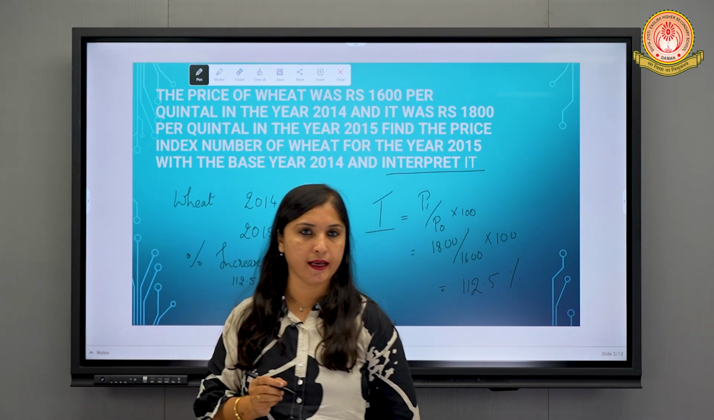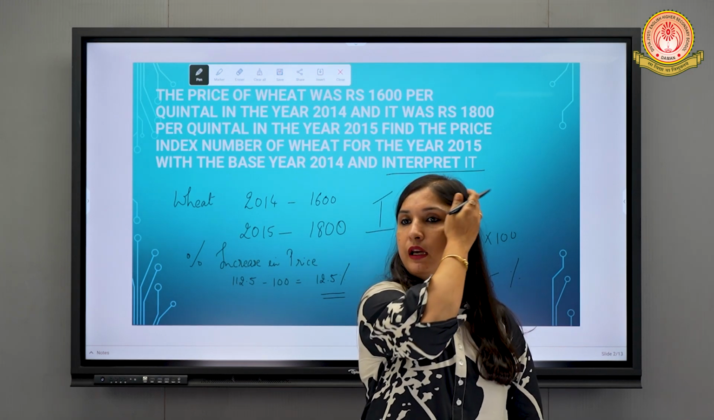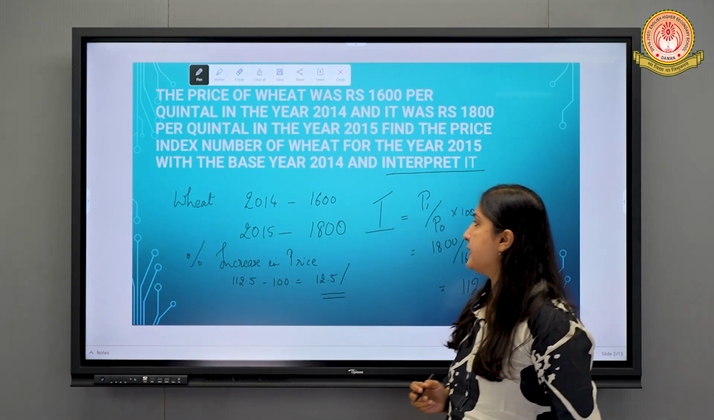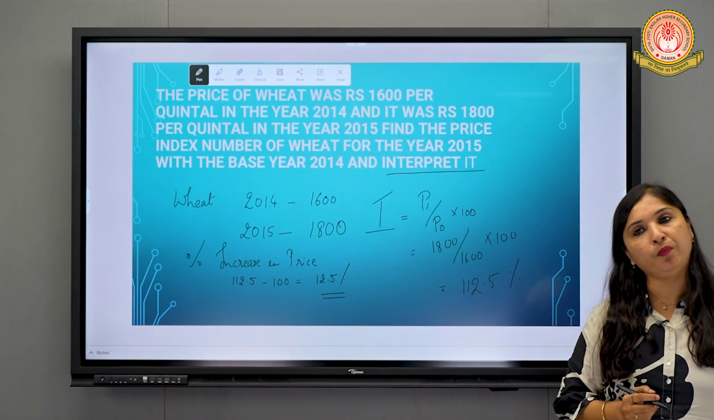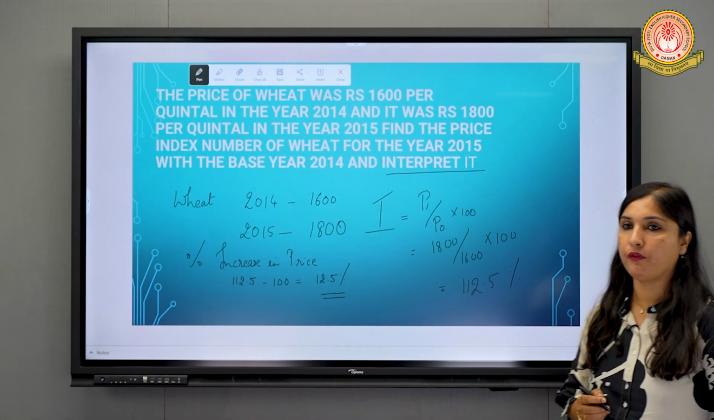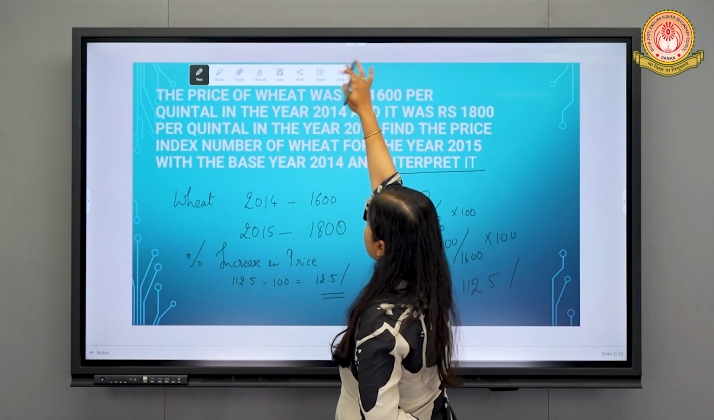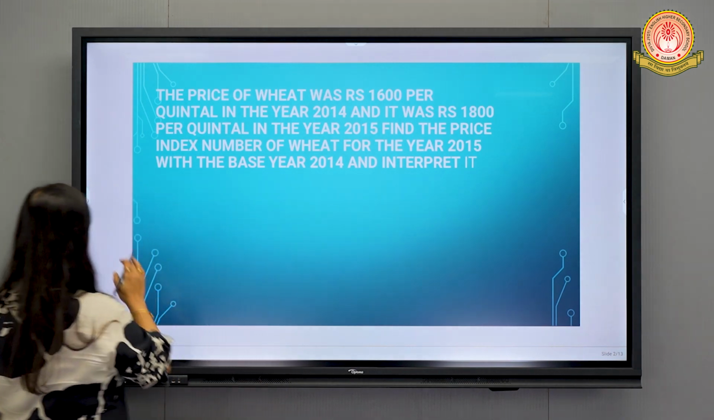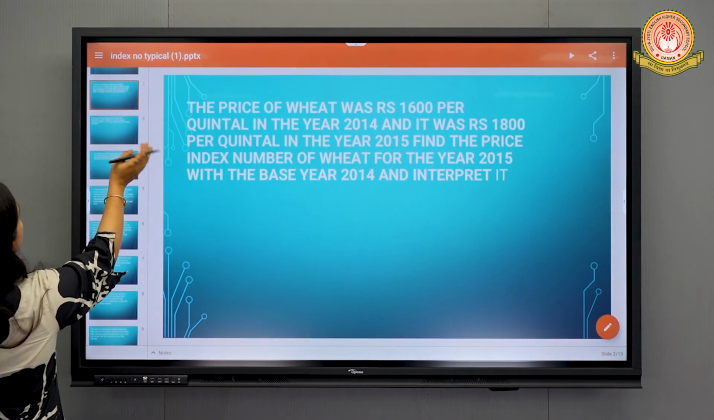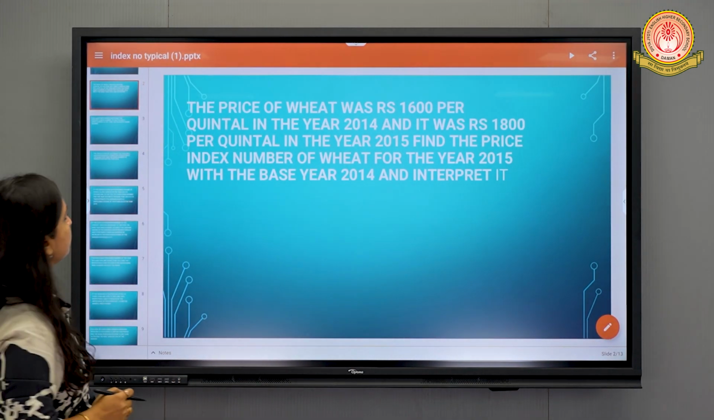This was a very simple, basic sum. We had to find the index number. The price of wheat increased from 1600 to 1800. Is it clear to everyone? Very simple example. Shall we move further? Yes. Moving towards the next example.